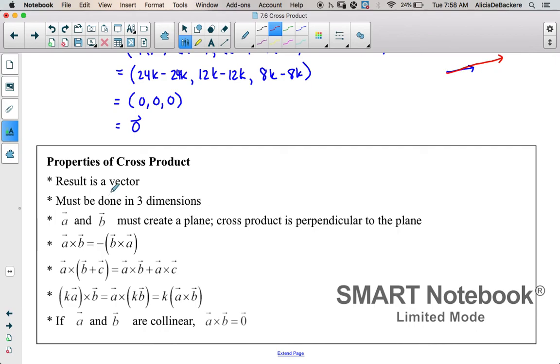All right, so let's review some of the properties of cross product. One of the things we need to notice here that's different about dot product is the result, or the answer, is a vector this time. So I cross two vectors and I get a vector as an answer. The cross product must be done in 3D, so we don't do this one in 2 dimensions. Vector A and vector B that I'm crossing must create a plane, and the cross product is perpendicular to the plane.